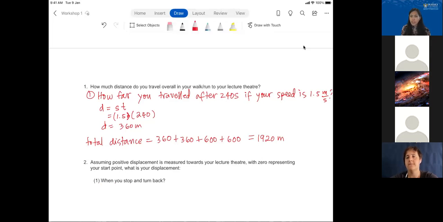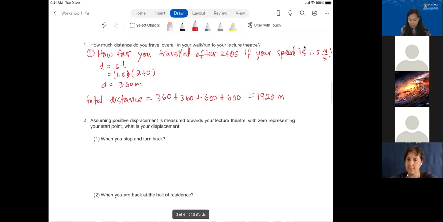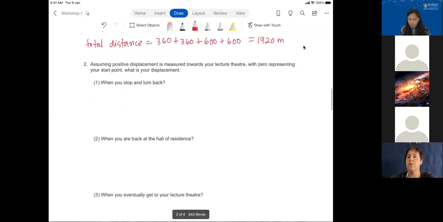Good. Any question about that? Right. Okay, so let's now go to the second question. Assuming positive displacement is measured towards your lecture theater, which we've been assuming so far, with 0 representing your starting point, what's your displacement for each of the segments?